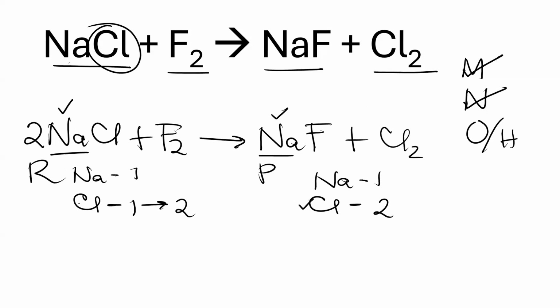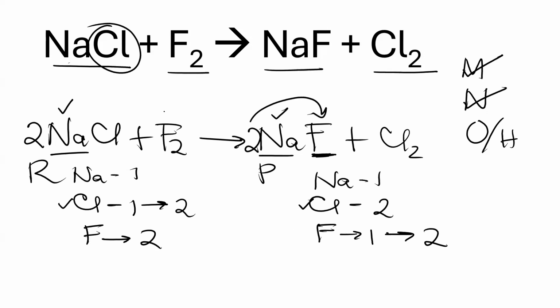So our chlorine now is already balanced. We'll go back to our sodium later. Then we balance our fluorine here because this is our next non-metal that's to be balanced. So we have fluorine, that's 2 for the reactant side and 1 for the product side. So we multiply this by 2 so that we'll get 2 fluorines and 2 fluorines. So that makes our fluorine atom balanced.